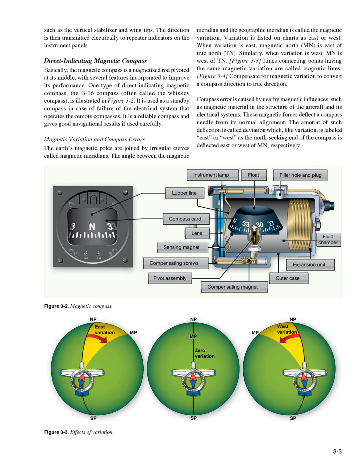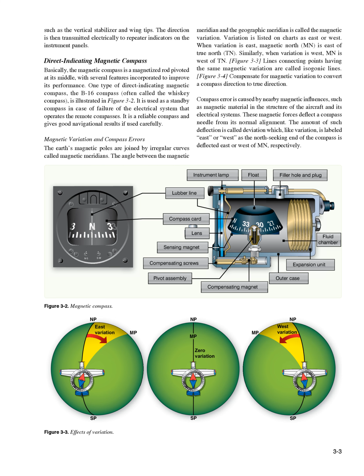Direct indicating magnetic compass. Basically, the magnetic compass is a magnetized rod pivoted at its middle, with several features incorporated to improve its performance. One type of direct indicating magnetic compass, the B16 compass, often called the whiskey compass, is illustrated in Figure 3.2. It is used as a standby compass in case of failure of the electrical system that operates the remote compasses. It is a reliable compass and gives good navigational results if used carefully.